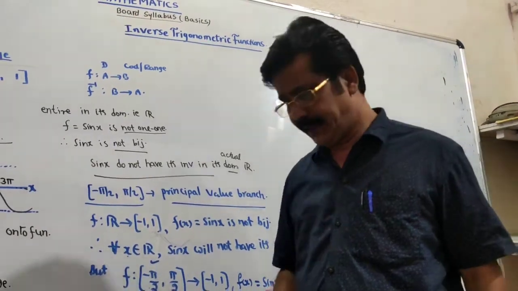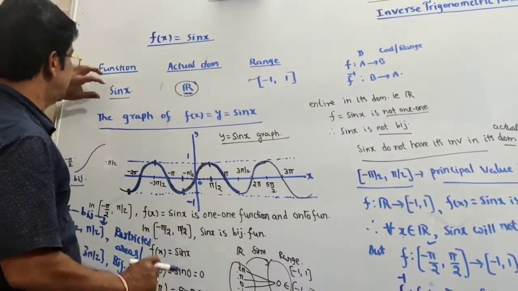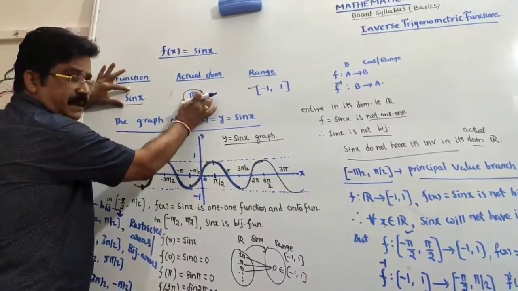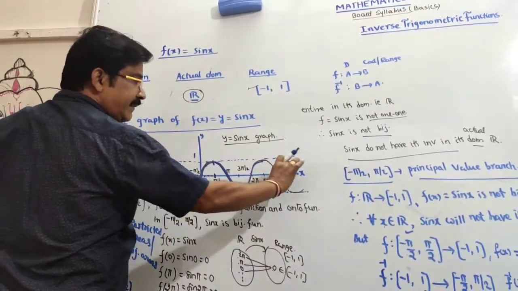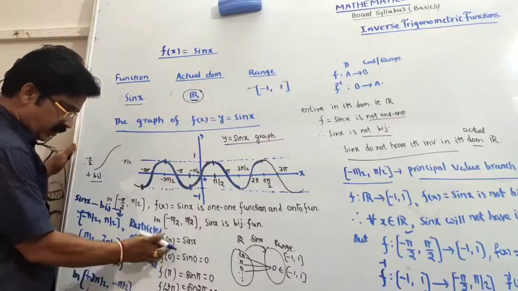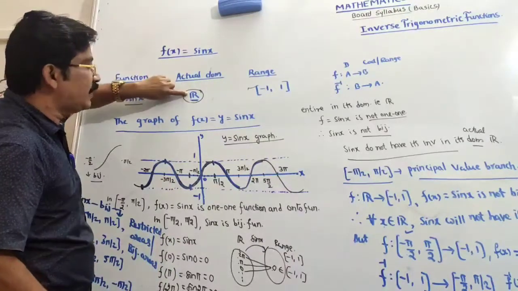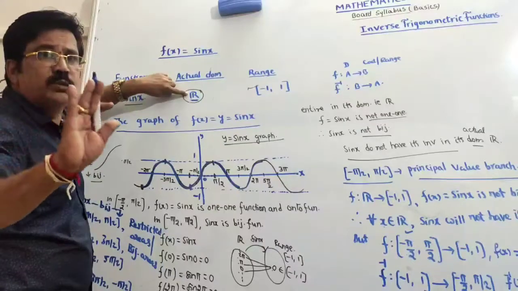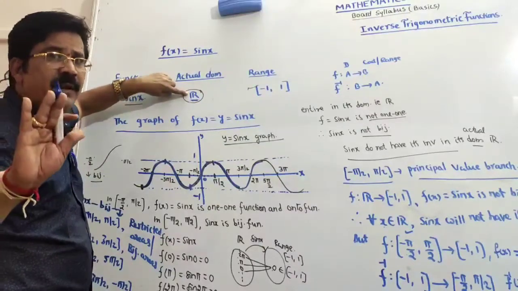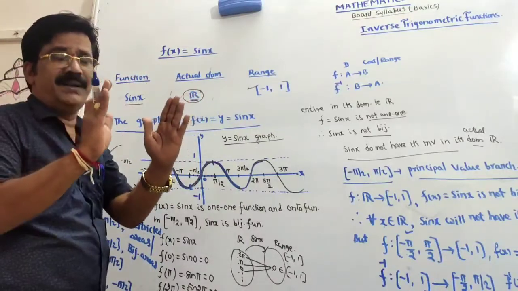Once again, I wish to repeat this concept. The actual domain is capital R. In this total area, the infinite area, it is not a bijective function, because I have given one reason. So therefore, in this actual domain, sin x does not have its inverse. That's why, to get rid of this inconvenience, we are restricting the domain like that.